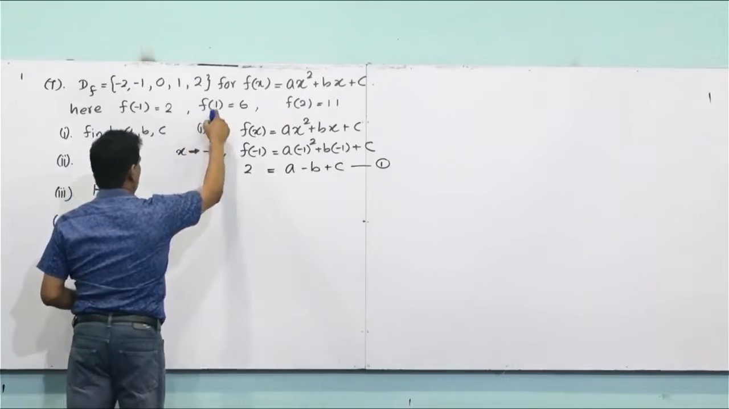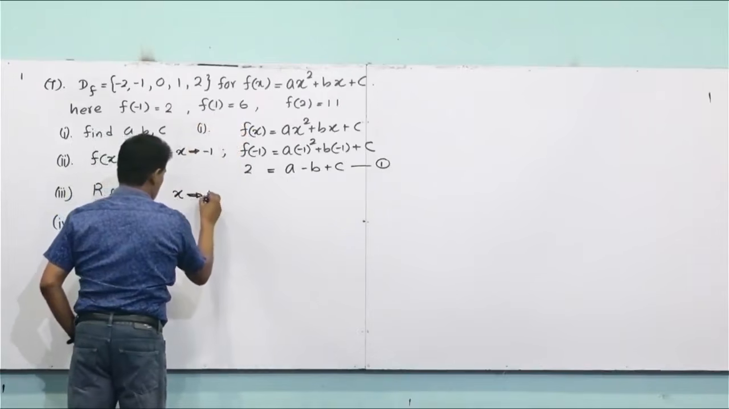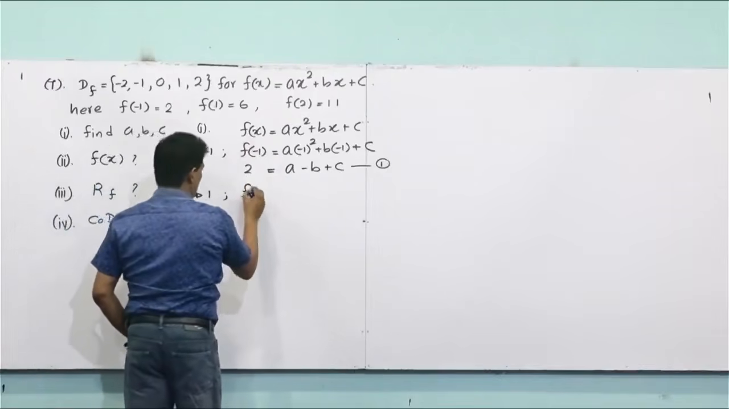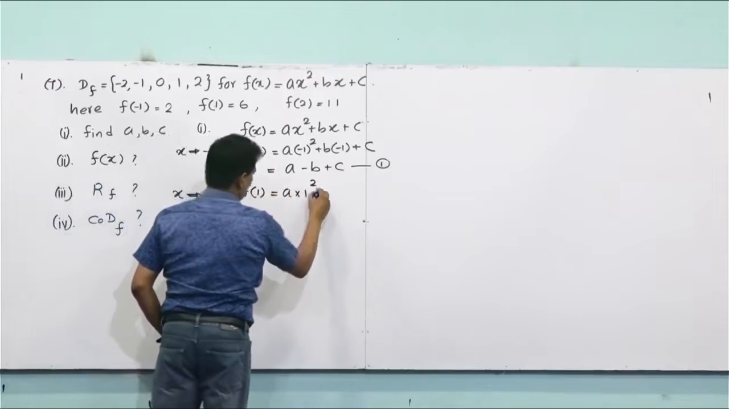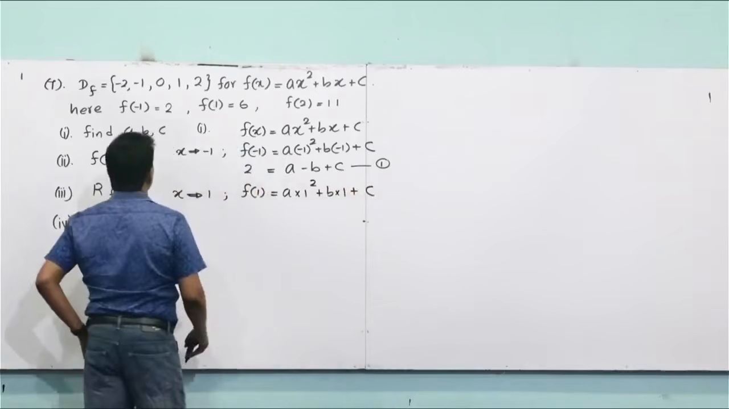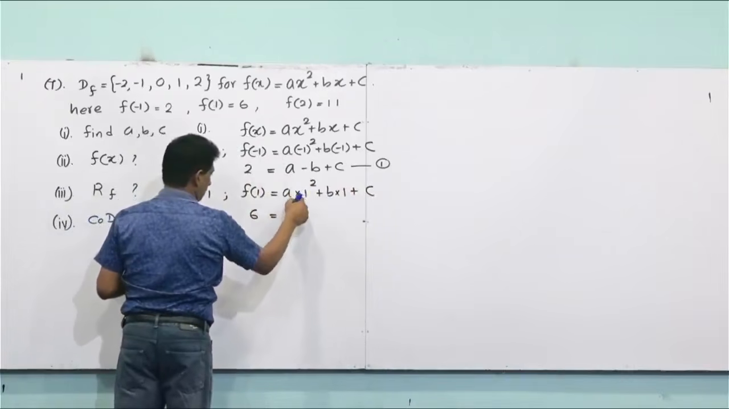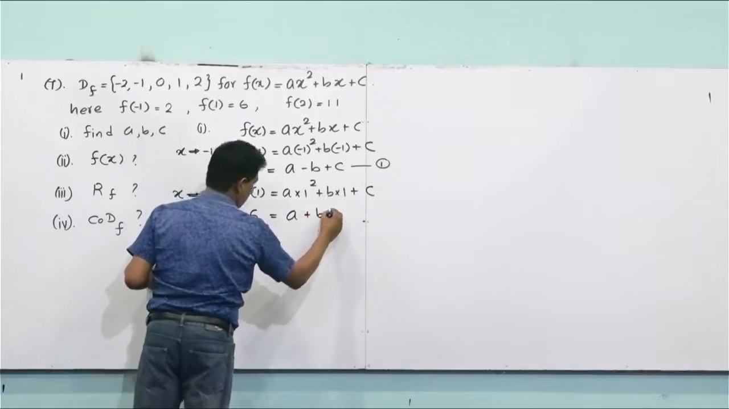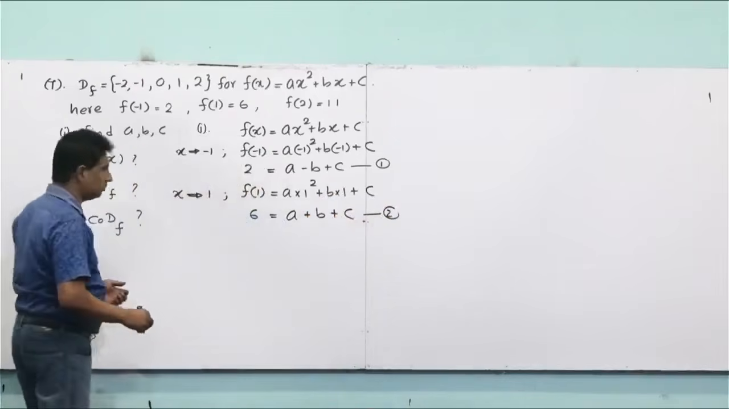Then the image of 1, f(1) is known. So we substitute x as positive 1. Then f(1) is equal to A into 1 squared plus B into 1 plus C. Then f(1) is 6. 1 squared means 1, 1 into A means A, B into 1 means B, plus C. This is equation 2.